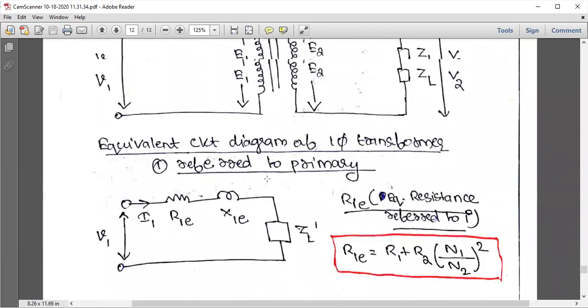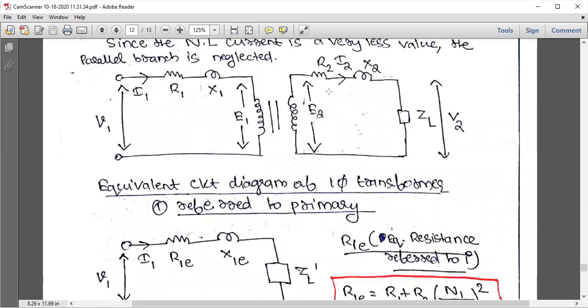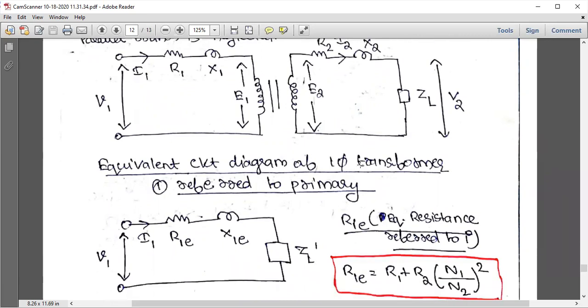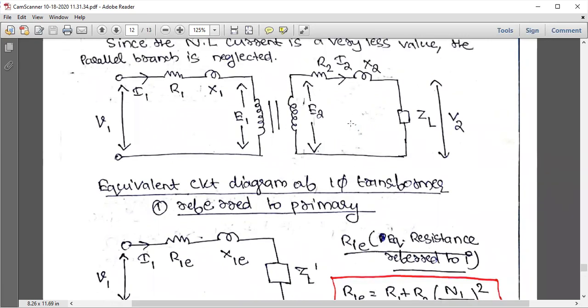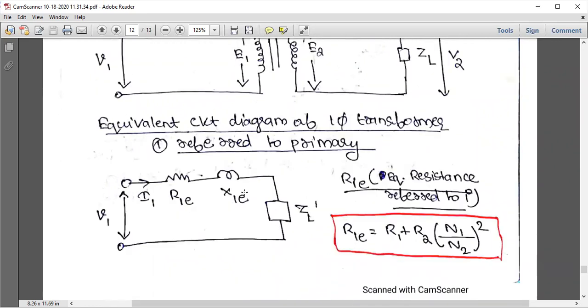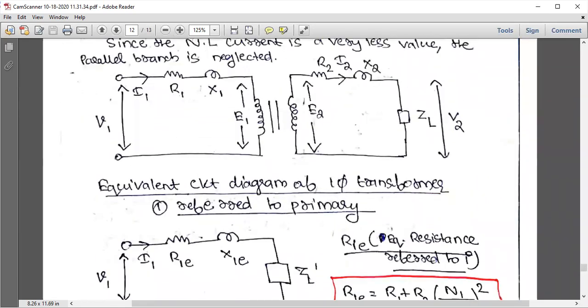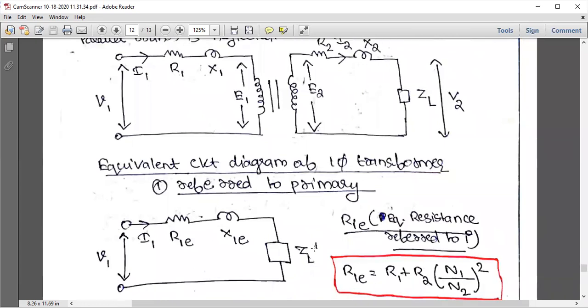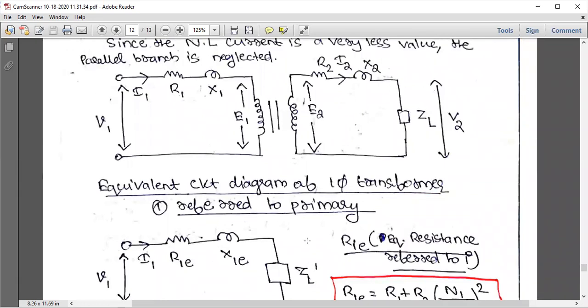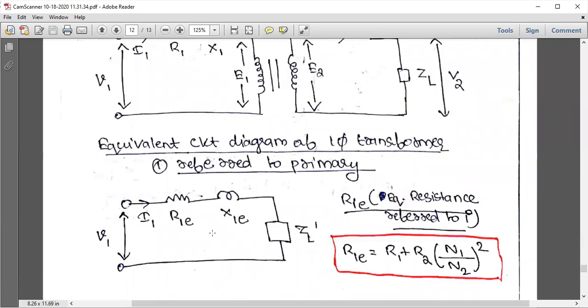Now this is the final figure, and we have another condition where we refer the equivalent circuit. That is, we make everything primary, or everything secondary. In the first case, we have the equivalent circuit where the secondary is referred to the primary. These two will combine and come here. So V1, I1, R1E, X1E, and ZL dash, where R1E is equal to R1 plus R2 into N1 by N2.